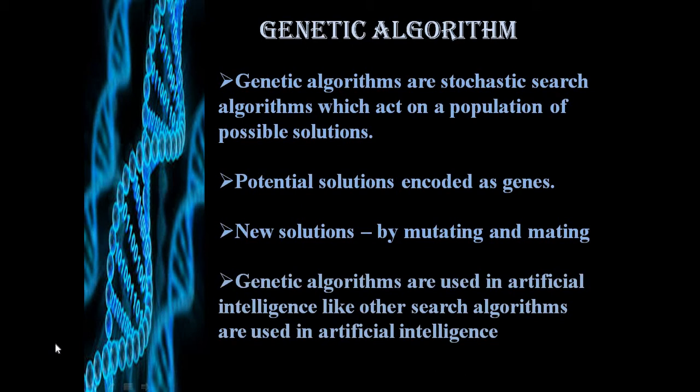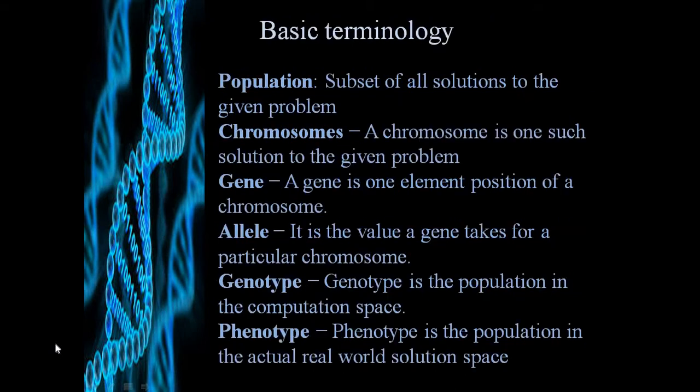New solutions can be produced by mutating members of the current population and mating two solutions together to form a new solution. Here, better solutions are selected to breed and mutate, and the worse ones are discarded. They are probabilistic search methods. This means that the states which they explore are not determined solely by the properties of the problems. Genetic algorithms are used in artificial intelligence like other search algorithms.